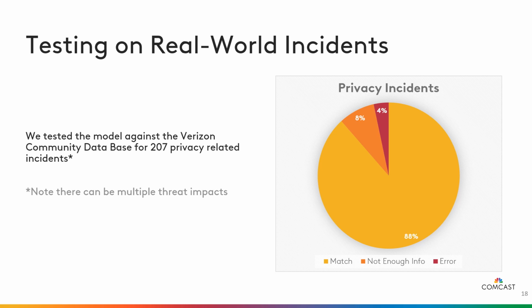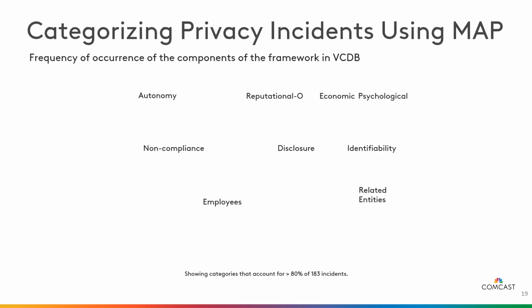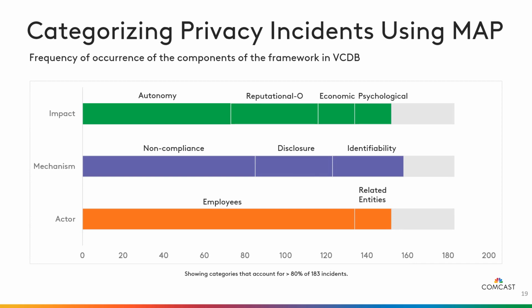Of course, as our threat landscape expands, we can keep adding more threats to the framework. The flexible nature of MAP allows it. Among the 183 incidents we classified, here is a breakdown by actor, mechanism, and impact. The highlighted numbers show categories that sum up to over 80% of the incidents.